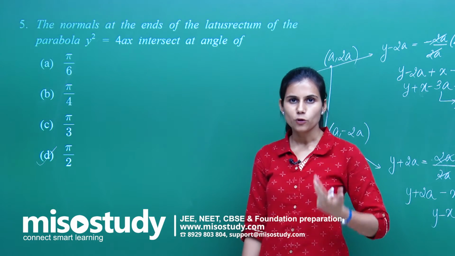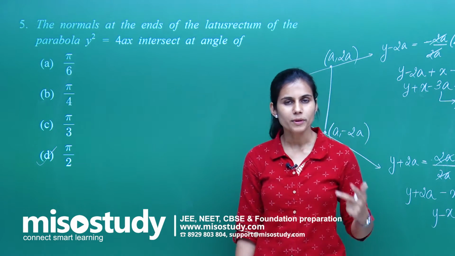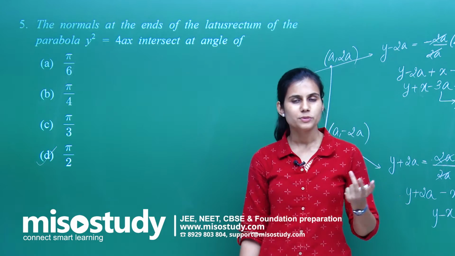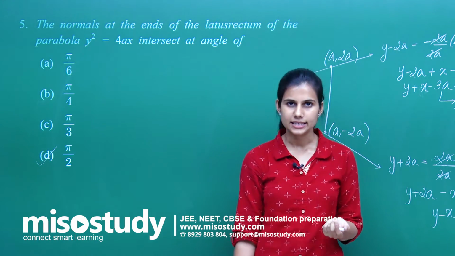So we just computed the equations of the two normals and then we calculated the slopes. The product of the slopes was coming out to be minus 1, which means that they are perpendicular to each other, therefore the angle is 90 degrees.